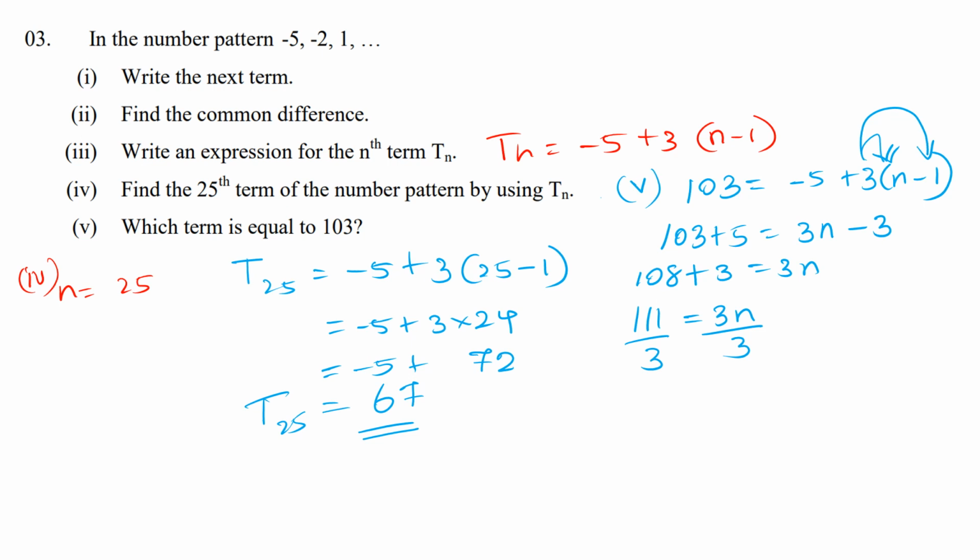111 divided by 3 is 37. Then n is equal to 37. It means, which term? The answer is T37 is equal to 103. So this is the answer.